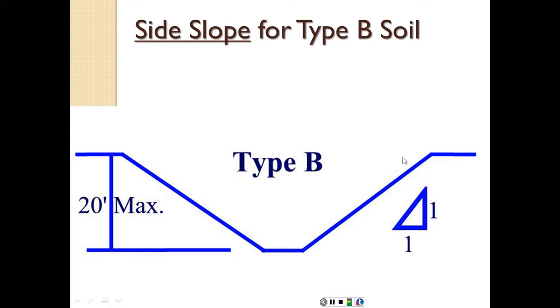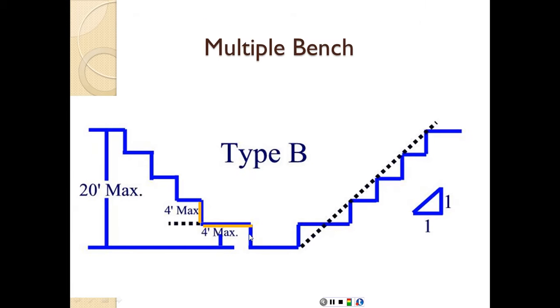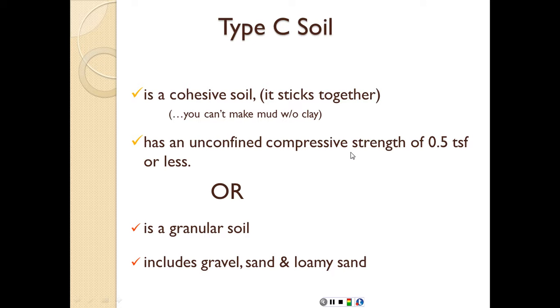For B now, the slope is going to be slightly different. It's going to be 1 to 1. So this angle is going to be 45 degrees. And again, maximum 20 feet depth. If it's going to be benched, then it's going to be 4 horizontal, 4 vertical, 4 horizontal, 4 vertical, maximum 20 feet, again keeping the angle at 45 degrees or 1 to 1 slope. And if you're going to use trench boxes, again it's going to be the same thing. It's going to be like A, but with the slope of 1 to 1.